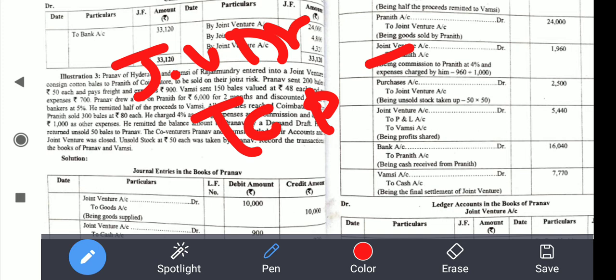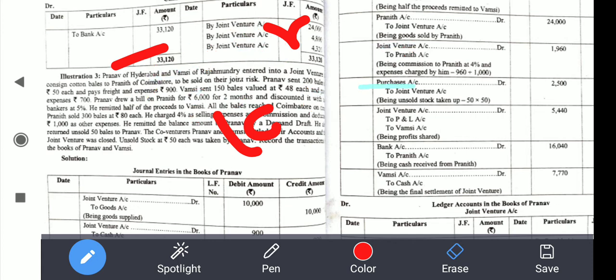Okay. Then next, what happened? He remitted the balance amount to Pranay. And unsold stock is also there. How much unsold stock is there? Actually, how many goods were sent? How many bales were sent by Pranav?